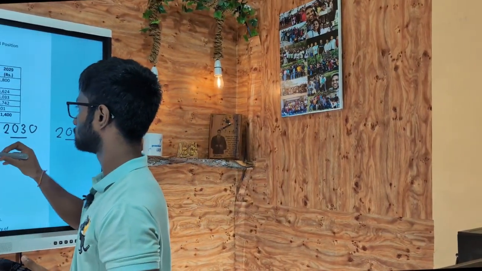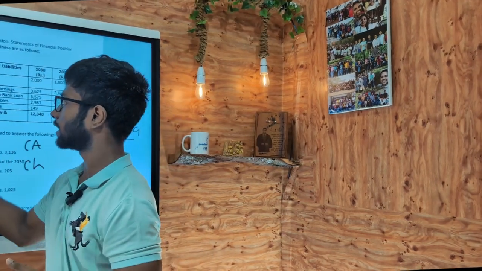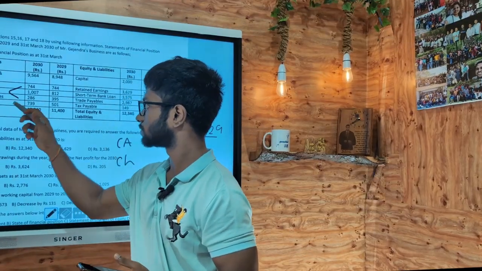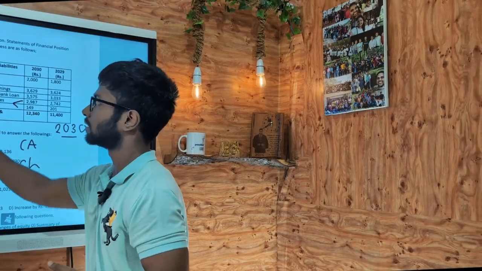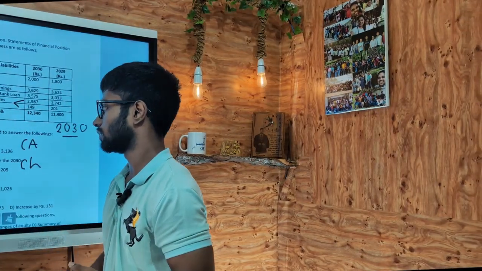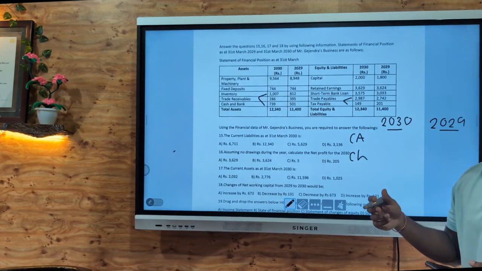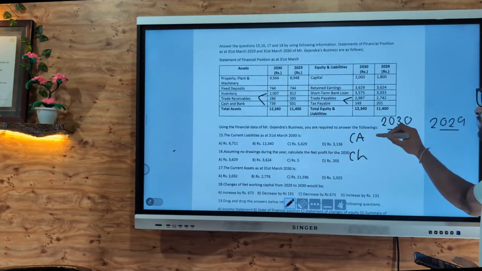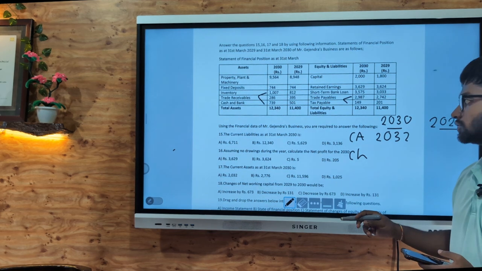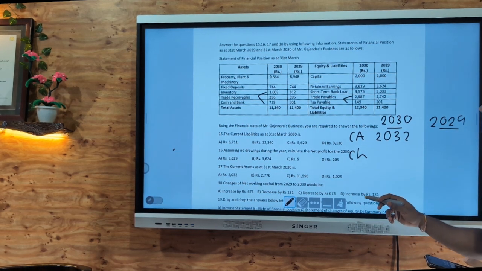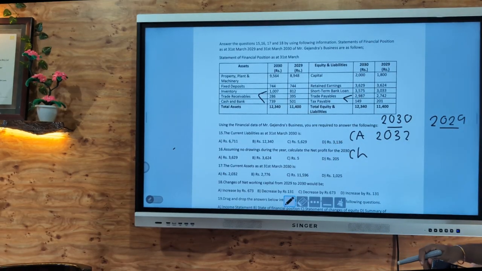So in total, we'll get the current assets and current liabilities for these 2 years. Current assets is this. Current liabilities are these 2. Remember, 2030 current assets we got previously, which was 2032. And current liabilities also we found out, which was 3,136.